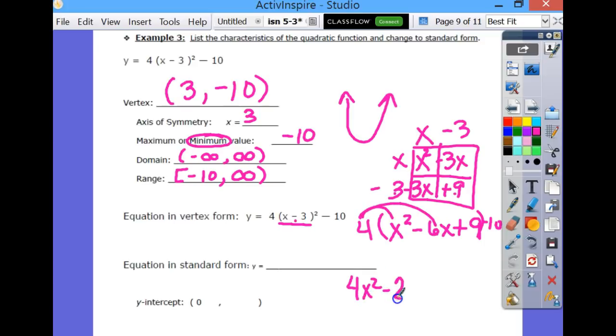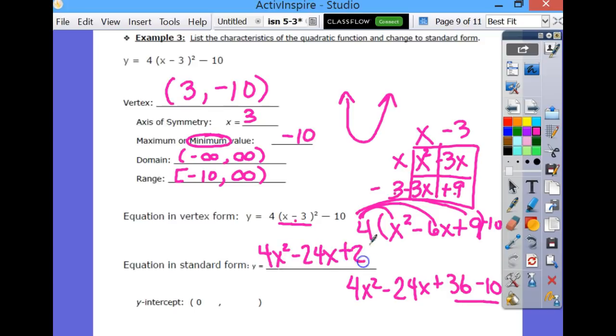4 times 6 is 24. 4 times 9 is 36. Minus 10. Combine like terms. Y equals 4x squared minus 24x plus 26. This number right here will be the y-intercept if I did look at the graph.